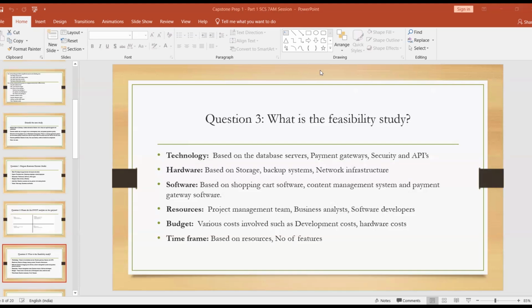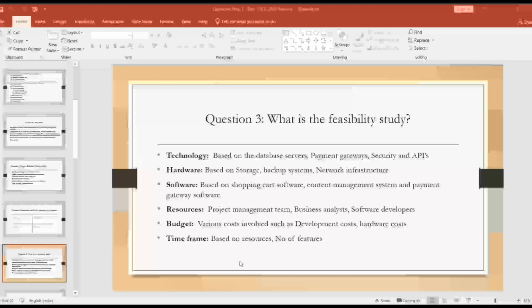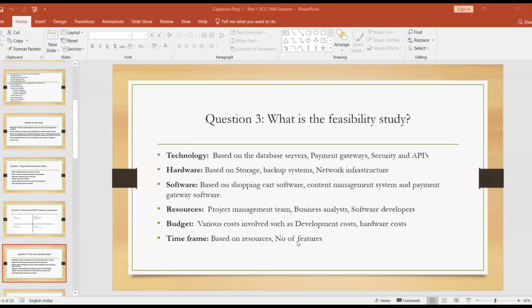The time frame will depend completely on the resources as well as the number of features that you are going to develop in the project. So this is what the feasibility study is, and this is how you prepare it for your document related to the Capstone project prep 1 part 1.